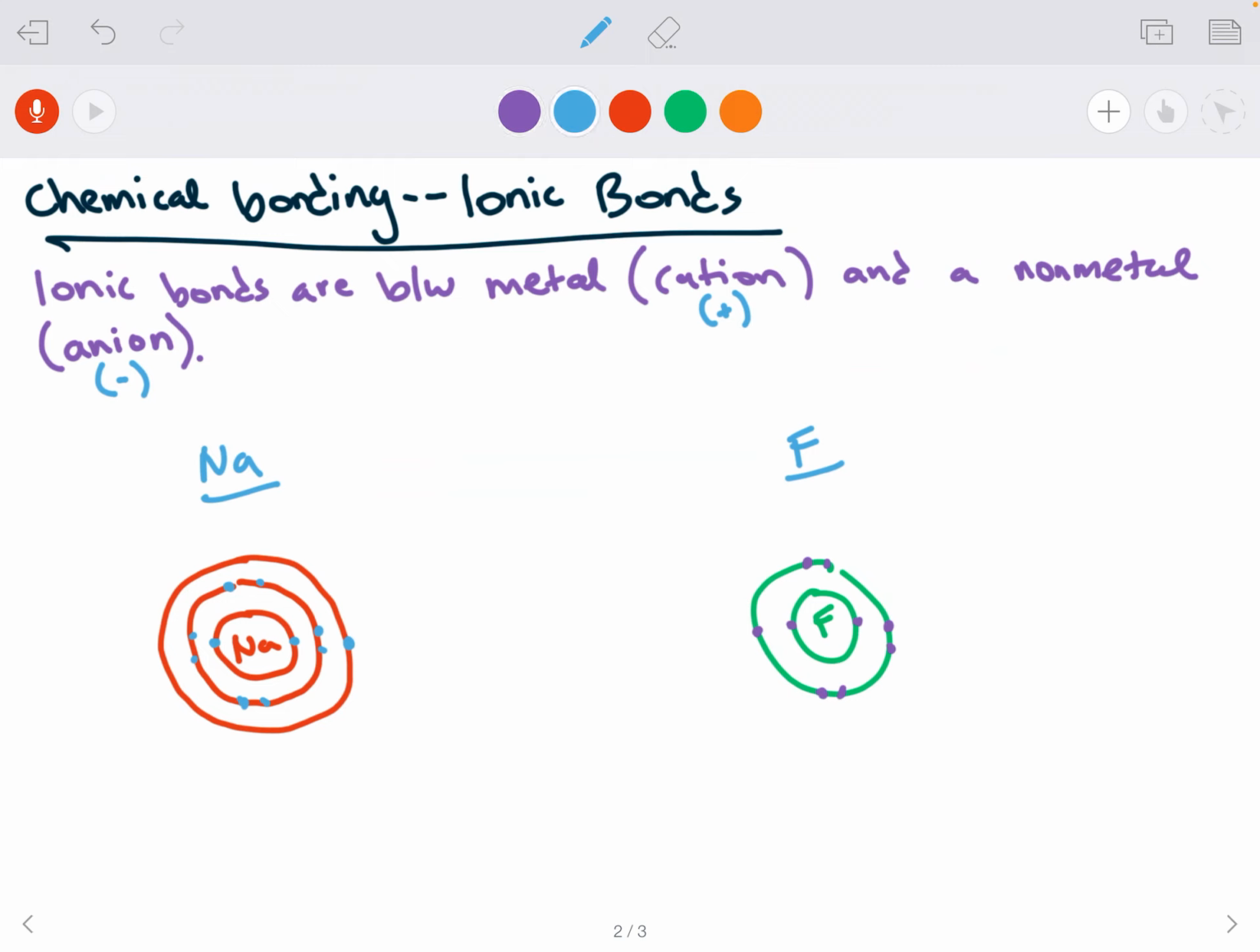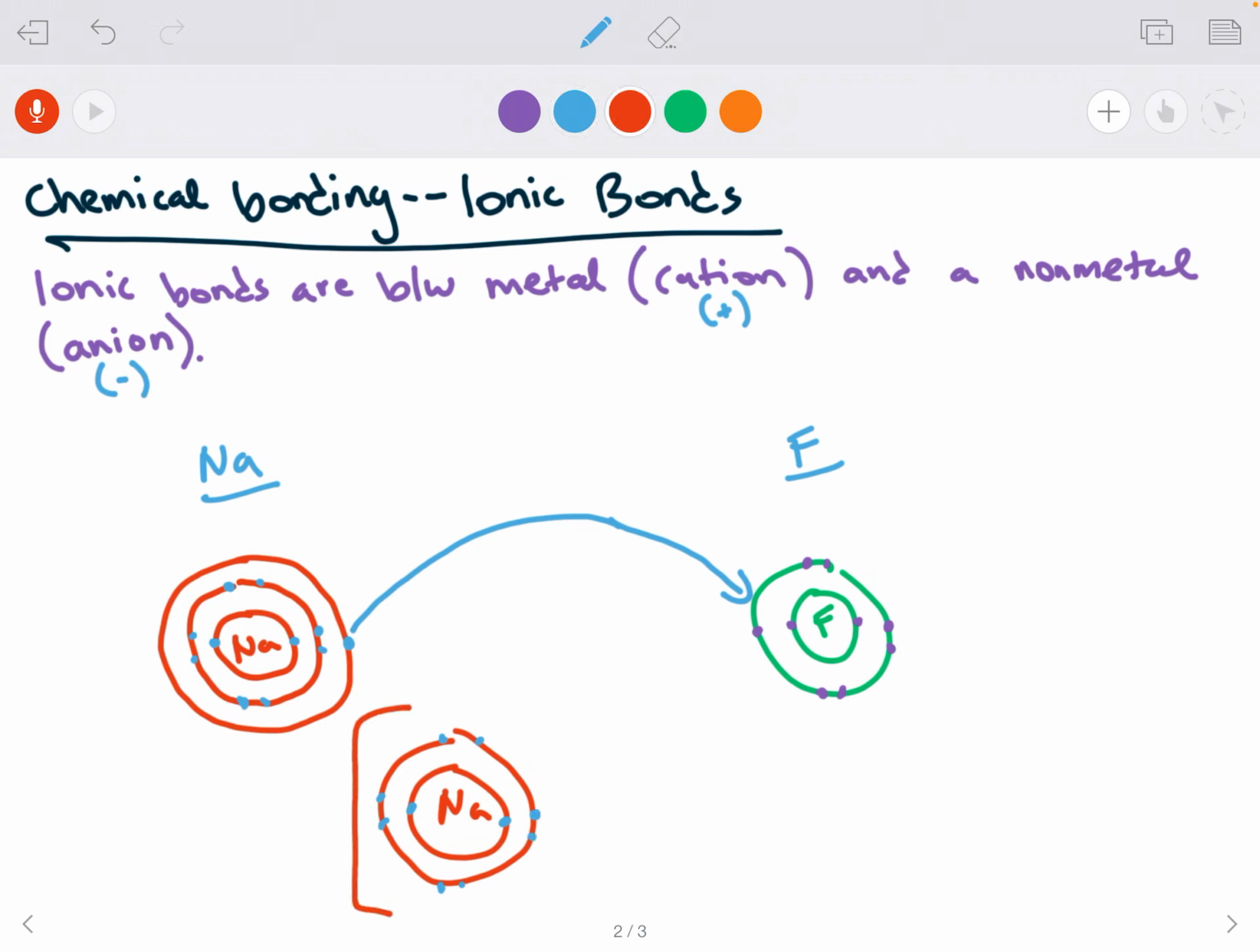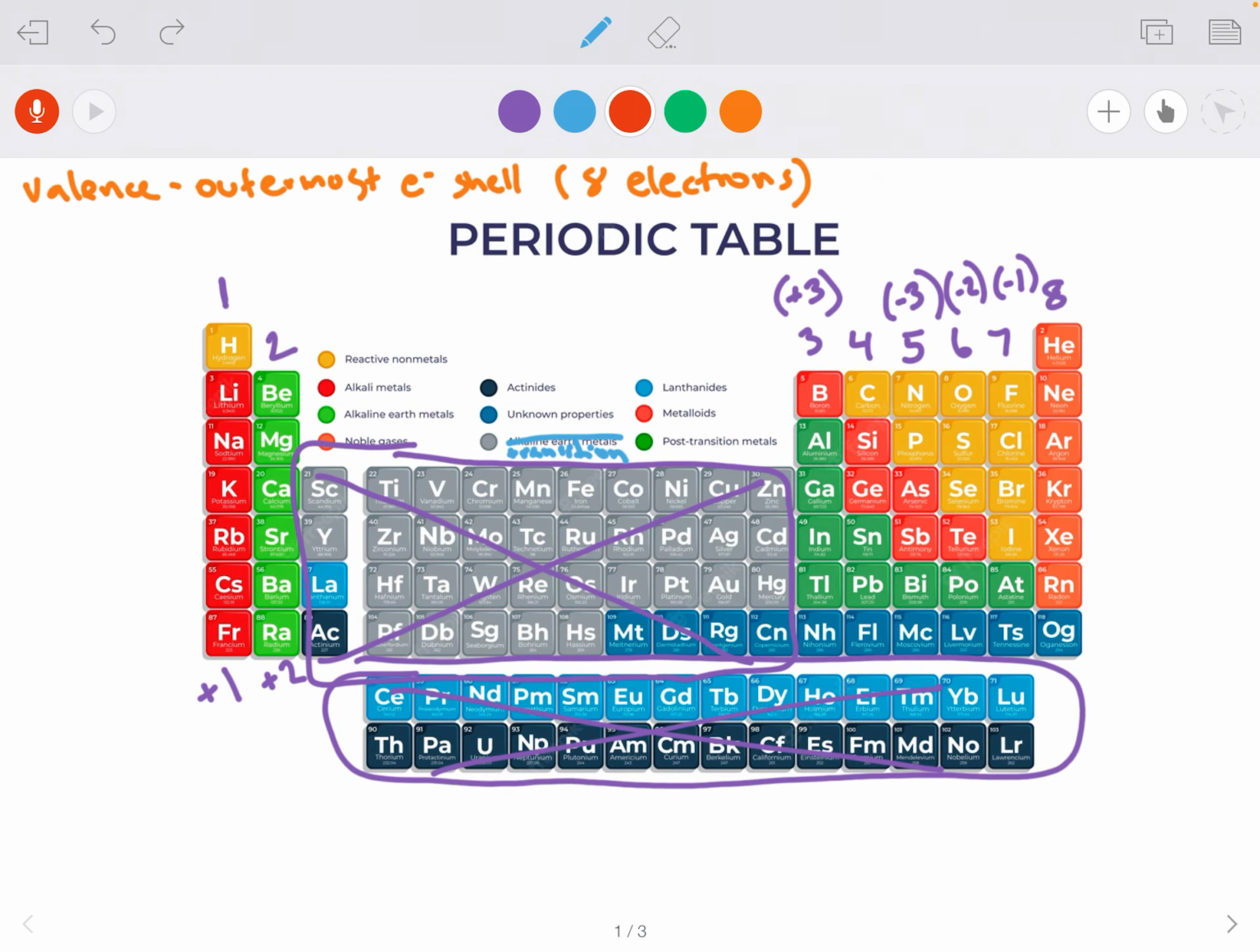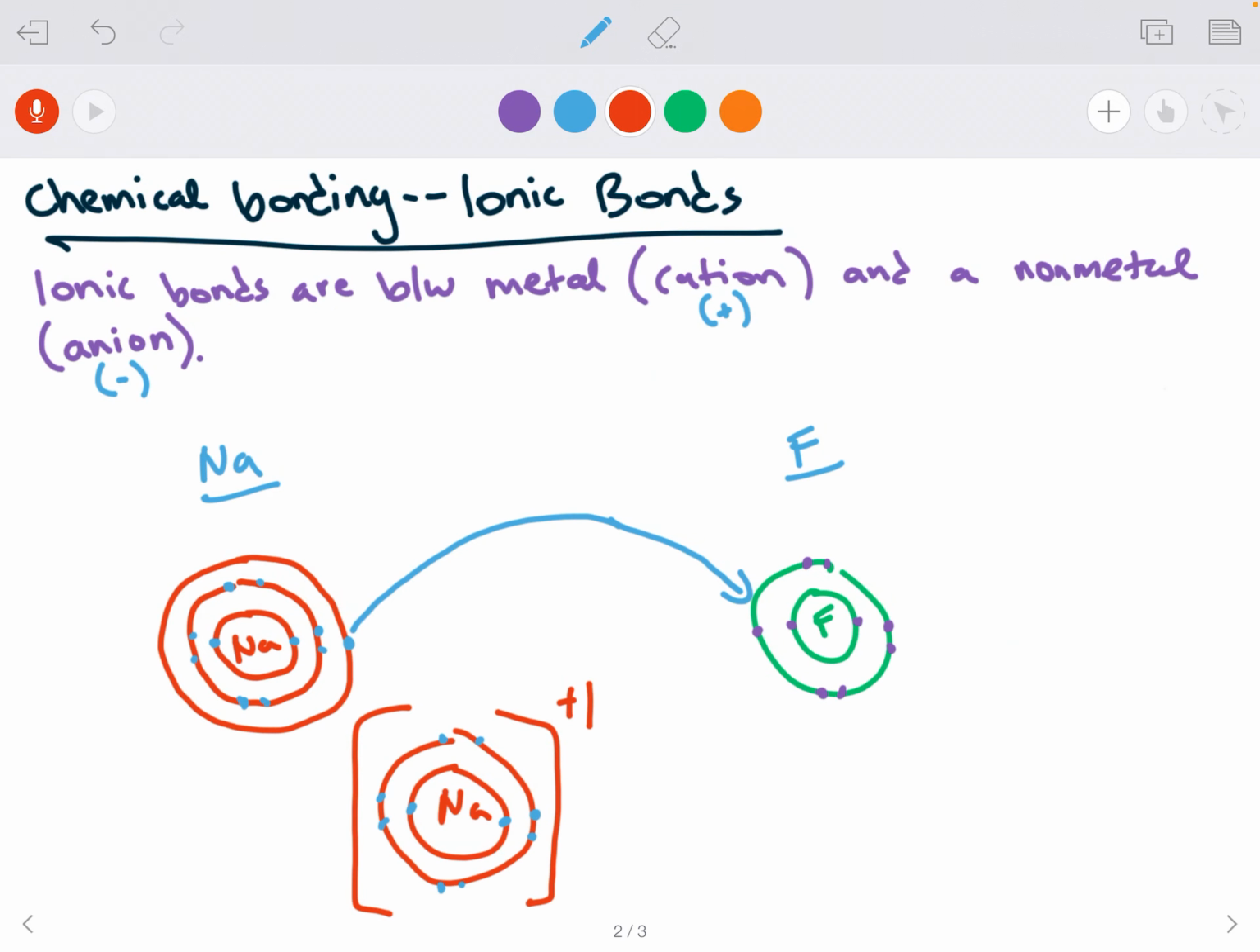What happens here is this electron leaves sodium and goes over to fluorine. So now we have 2 electrons, and then we have a full shell of 8 electrons here. And this atom is now an ion with a +1 charge, because it still has 11 protons, but now it only has 10 electrons, because it lost an electron.